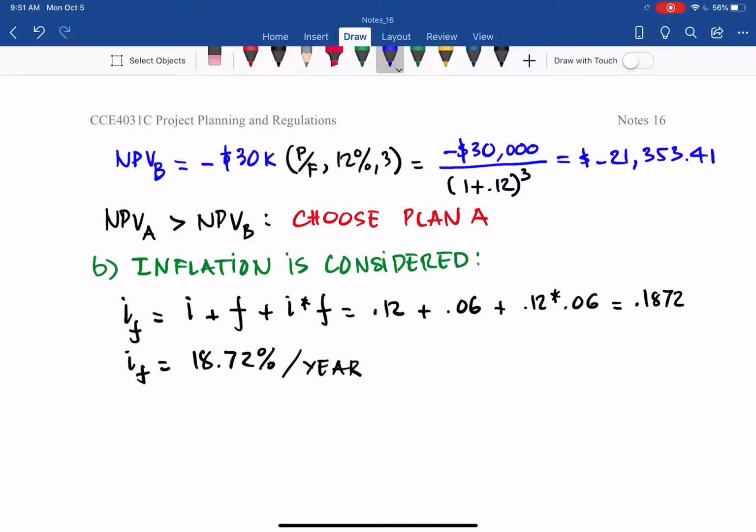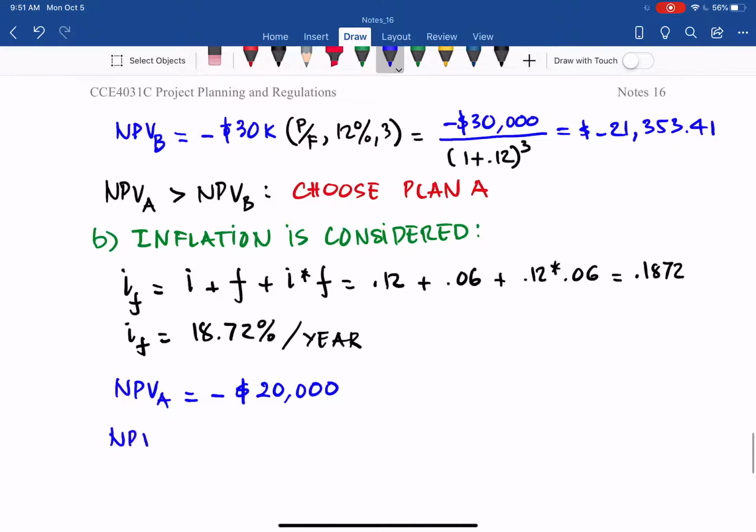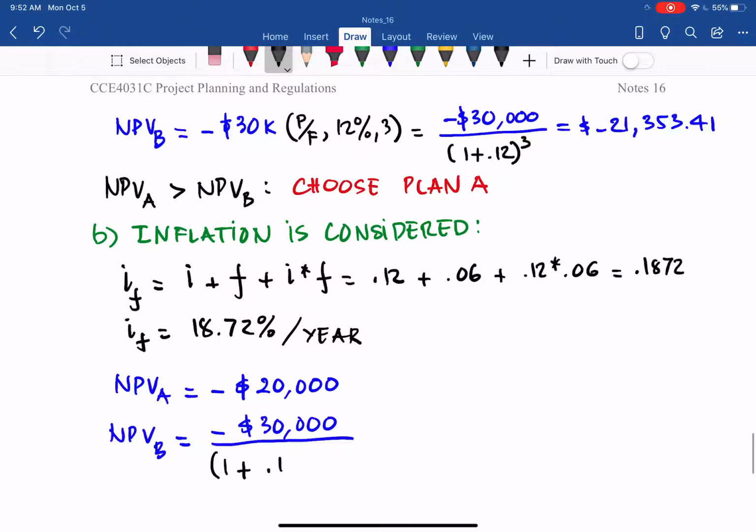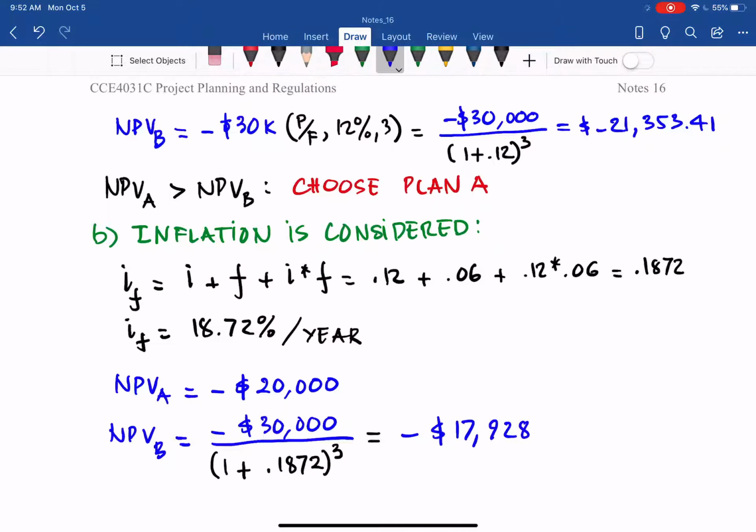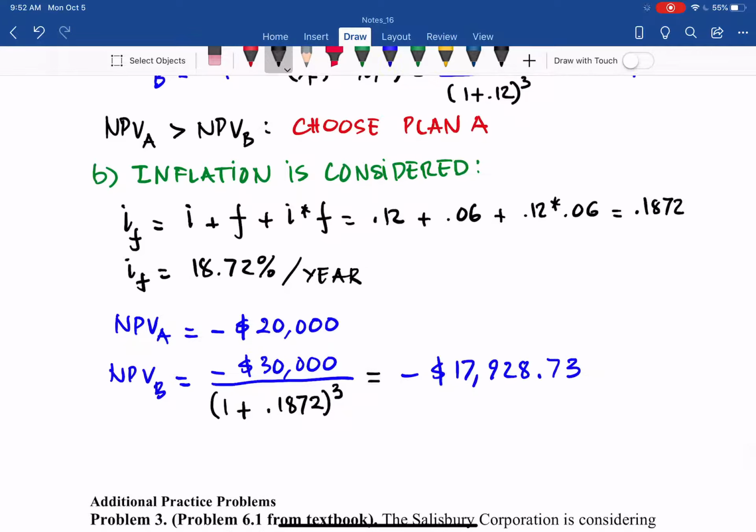NPV A remains unchanged, because you buy now, and we're talking about the net present value, so it will still be 20,000. NPV B, do similarly, it will be 30,000 divided by 1 plus I to the power n, so 1 plus I, instead of 12% in the scenario in part A, we have 0.1872 for 3 years, and that equals 17,928.73. And here, as you can see, NPV B is greater than NPV A.